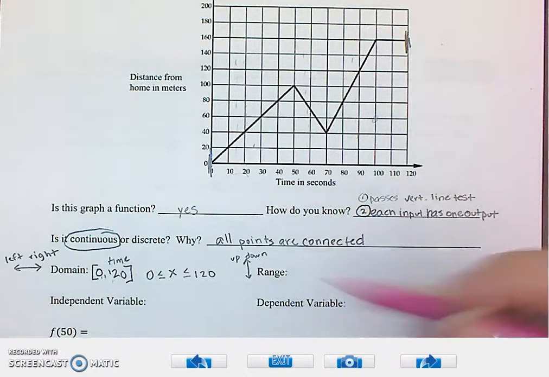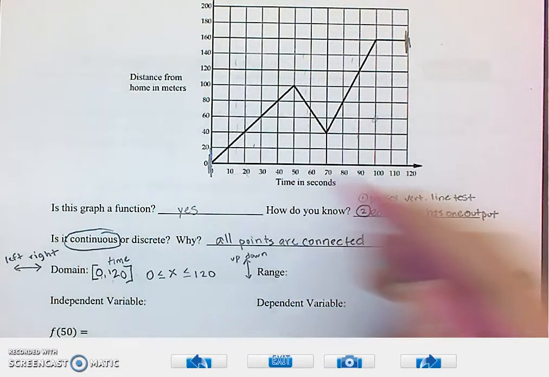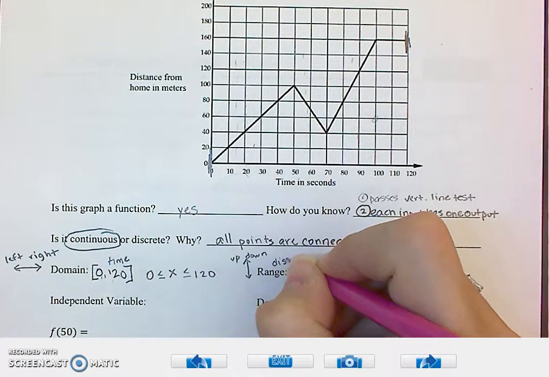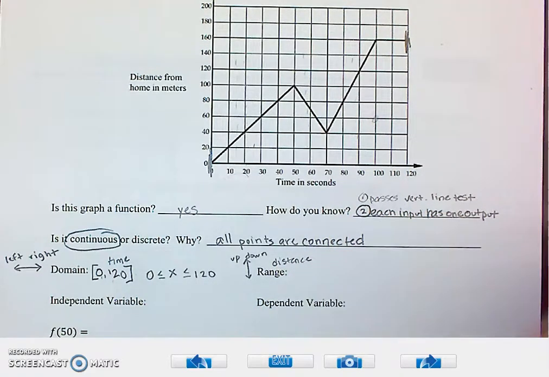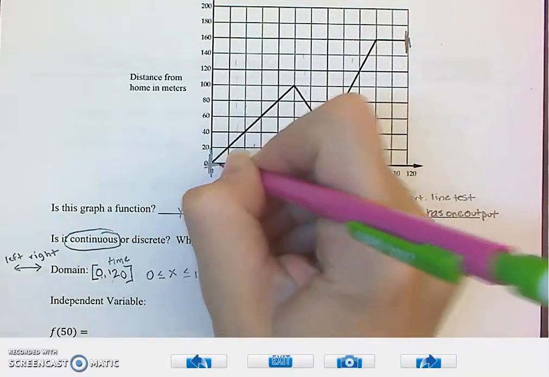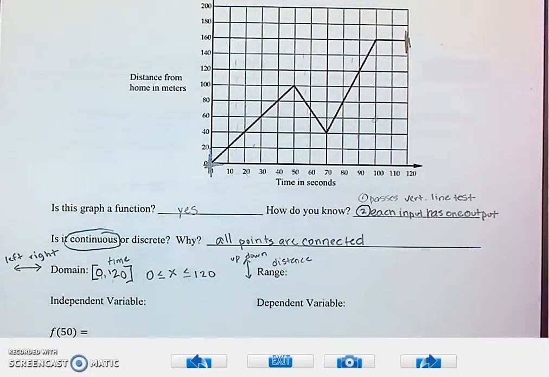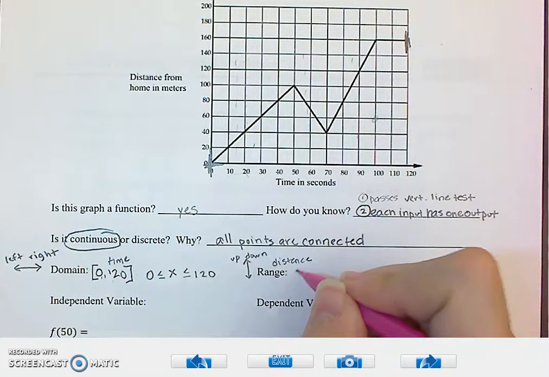Range is now the opposite thing, right? It's the up and down, and range is that distance from home. Range is that y value. So the range, the bottom point is still this guy right here. It's just they share it on the left and the bottom. So that means that my range also starts at 0.